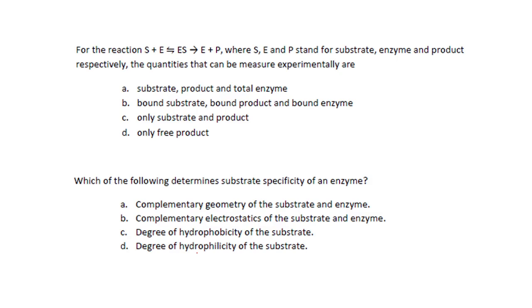Okay, for a reaction where S, E, and P stand for substrate, enzyme and product respectively, what are the quantities that can be measured experimentally? You can measure the total enzyme, substrate and the product, all three of them.